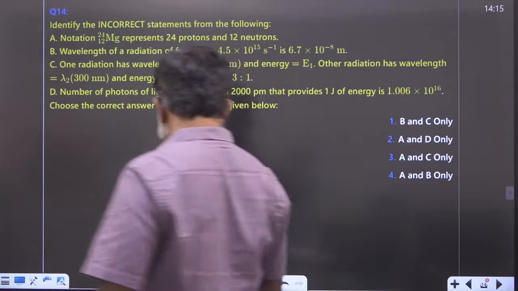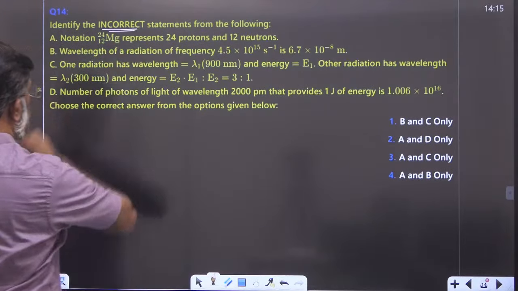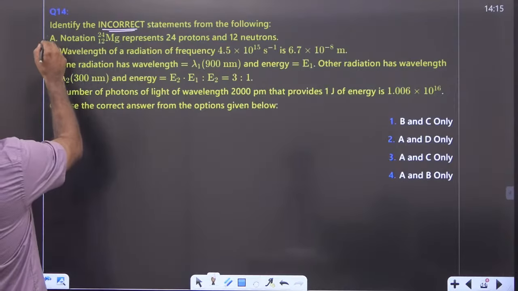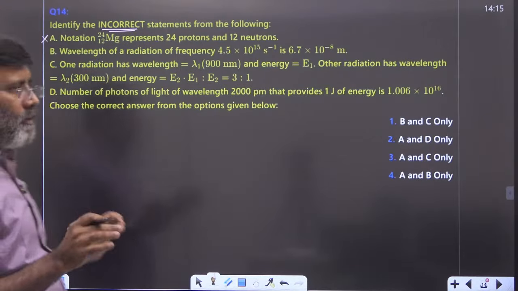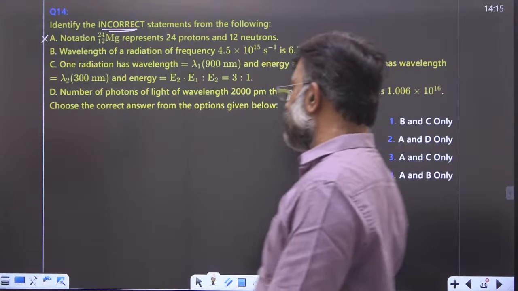Identify the incorrect statement. A: The notation Mg 12 24 represents 24 protons and 12 neutrons. That is wrong, isn't it? It is wrong. It is not 24 protons. It is proton plus neutron equal to 24.